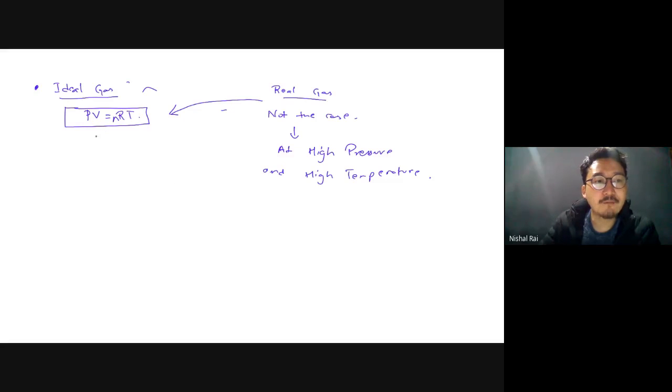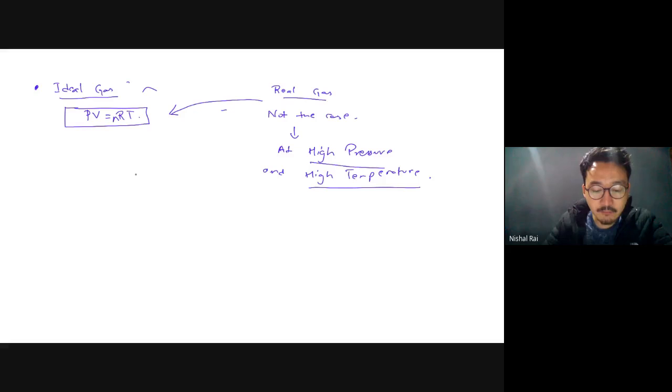If you use the law of ideal gas for a real gas at room temperature, it varies, but the variation is small. But at high pressure and low temperature, the variation is substantial, so you cannot use this ideal gas equation at all. Clear?